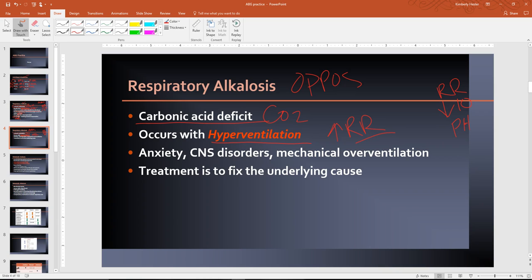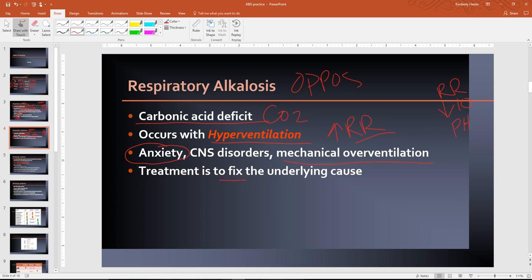Or what can happen is the patient just really starts getting better and doesn't need that mechanical ventilation, and then we need to extubate them. All right, so we talked about mechanical overventilation being a very common cause of respiratory alkalosis. That's an easy fix. You just fix the underlying cause by lowering down those respirations. This can happen sometimes as well.